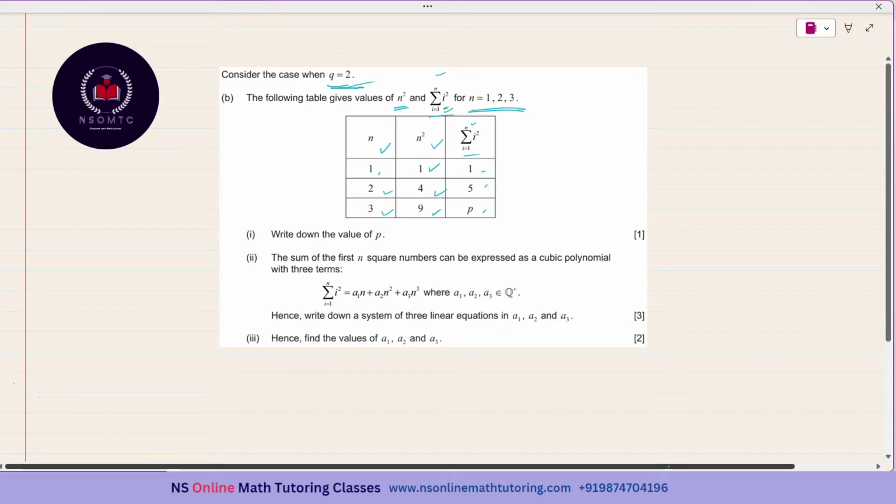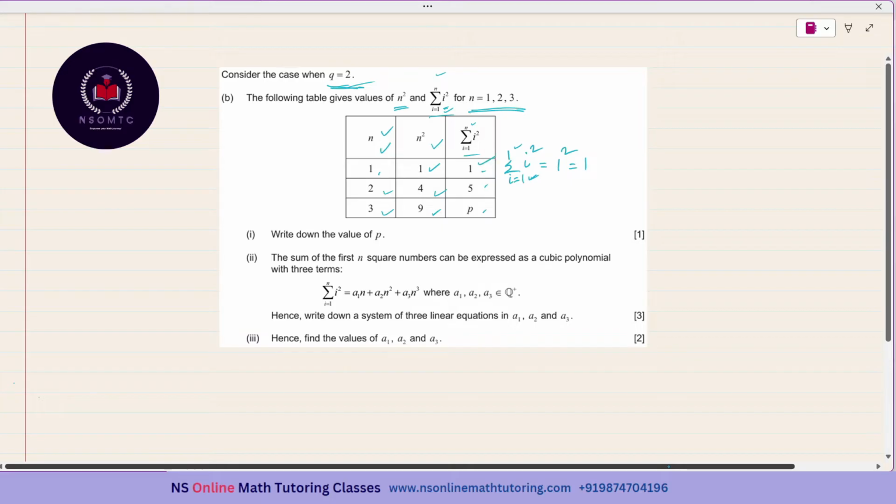How are we getting these values? It is sigma i equal to 1 to 1, i squared, for n equal to 1. Okay? i equal to 1, so it is 1 squared. Since i is ranging between 1 to 1, we will be having only a single term. So this is equal to 1.